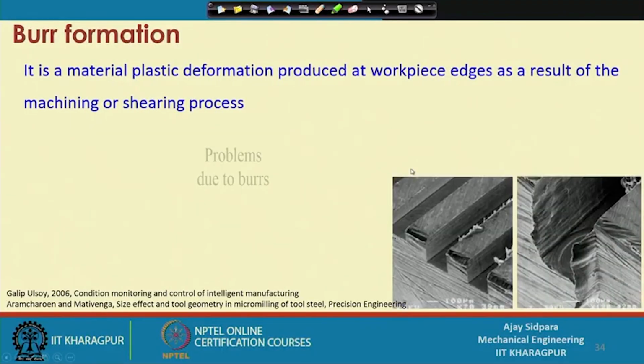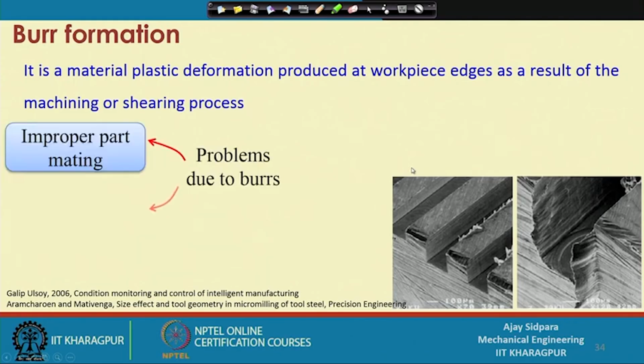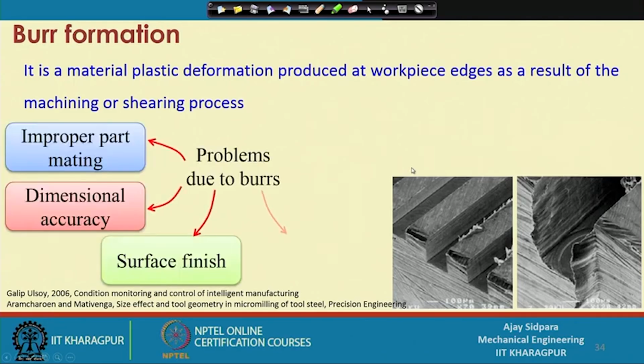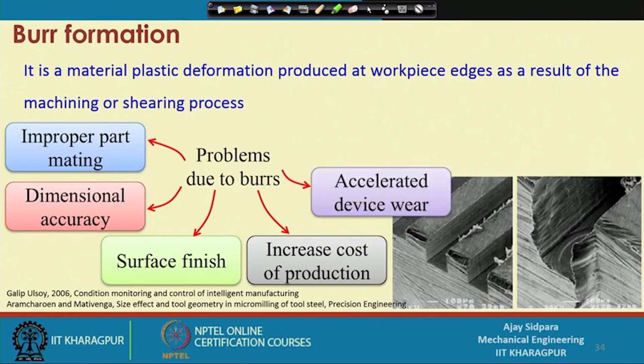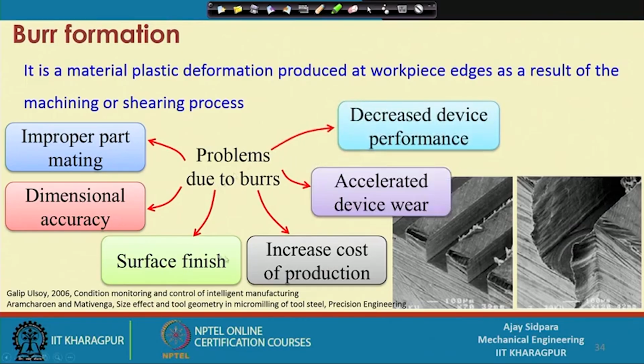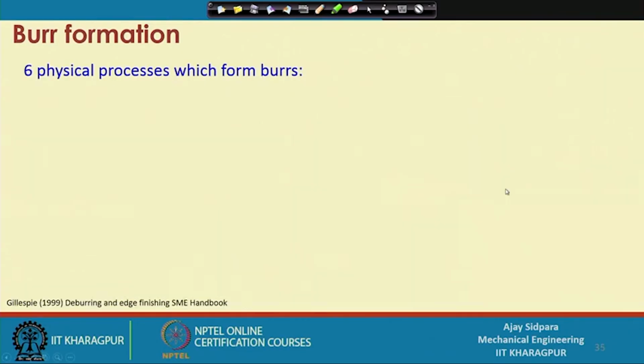So, this we have seen in the last class that there are a lot of problems because of the burr formation. So, these are the problems of the burr formation. Then what are the ways that burrs are forming in the workpiece? So, let us see those things. So, factors of the burr formation.